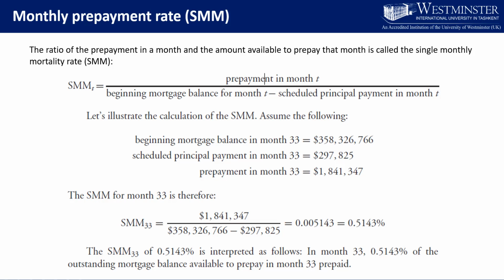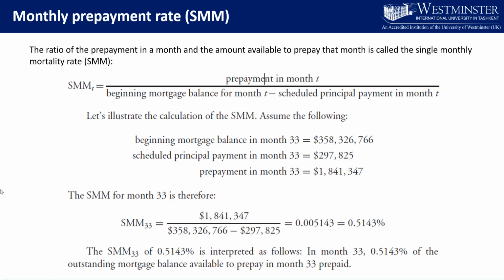So, monthly prepayment rate or SMM. Let's begin with this. It's a very important concept. The ratio of the prepayment in a month and the amount available to prepay that month is called the single monthly mortality rate. Don't worry about this term mortality. It's scary, but it's just jargon used by actuaries, right? So it's called SMM. Basically, it means monthly prepayment rate.